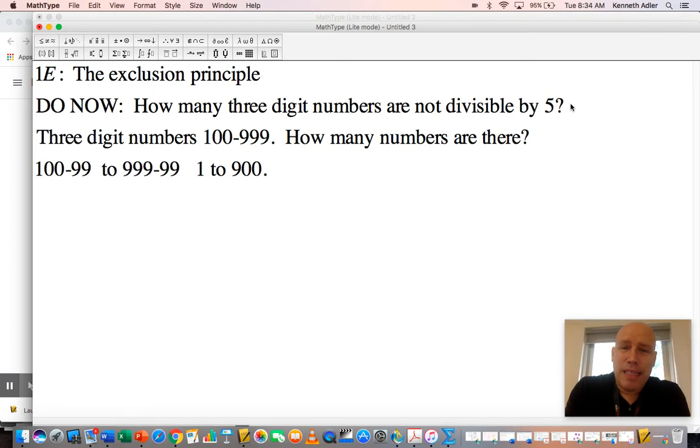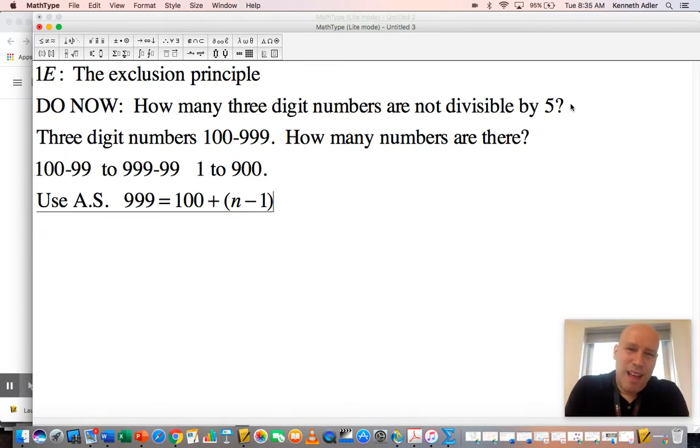You could have used arithmetic sequences from last year. And you would say, okay, well, 999 is equal to 100 plus n minus 1 times the common difference. And the common difference, you remember, is 1 because we're counting by ones. And then you just solve this, and you get n equals 900. It's a little more elaborate, and we're going to be doing series and sequences again. So I know that there's 900 numbers.